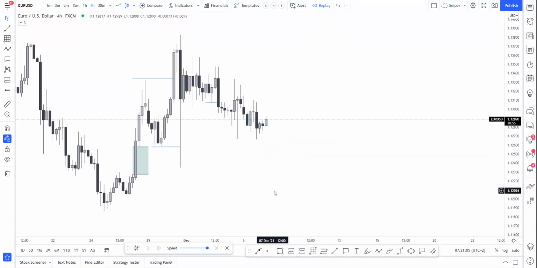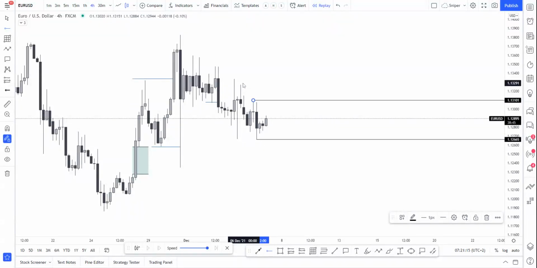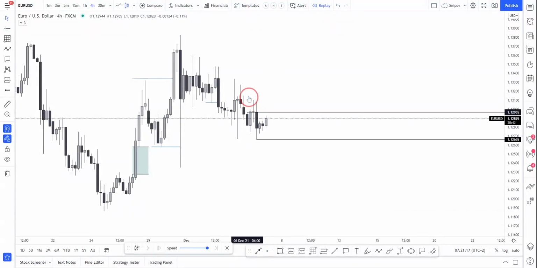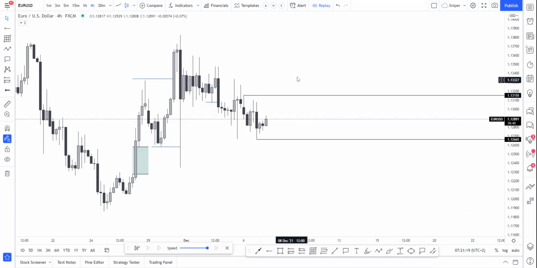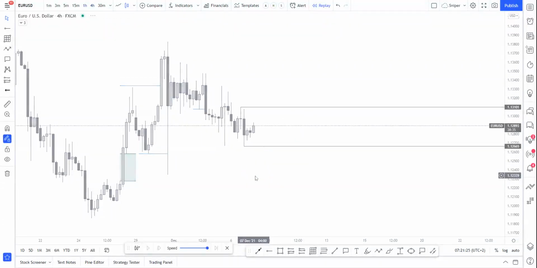So let's just have a look where's yesterday's high and yesterday's low. Is it that one? Yes, that would be yesterday's high. Let's take that one. So this is currently the trading range where we're finding ourselves in.